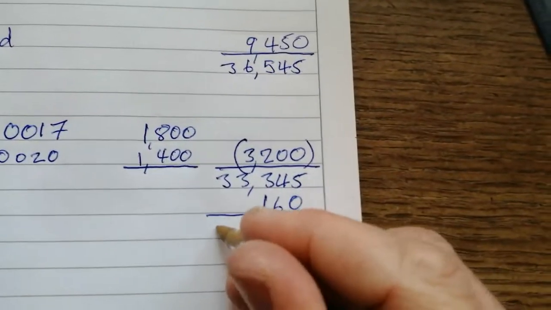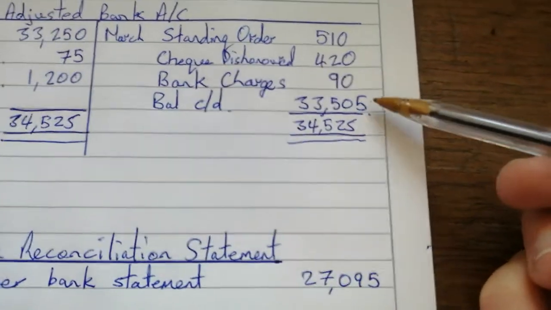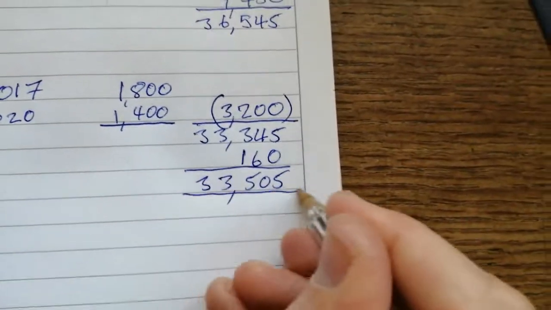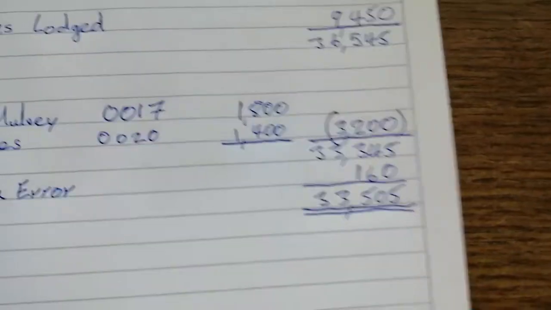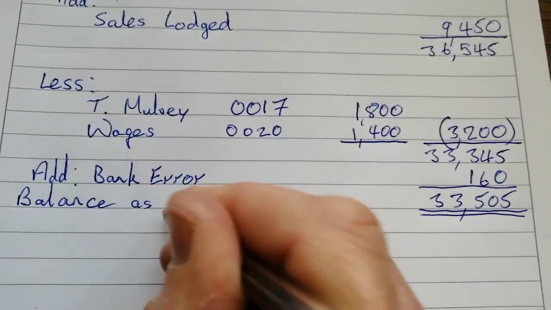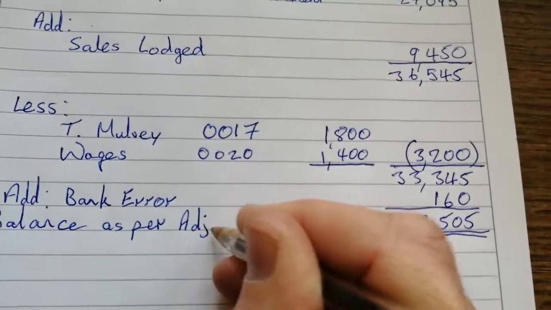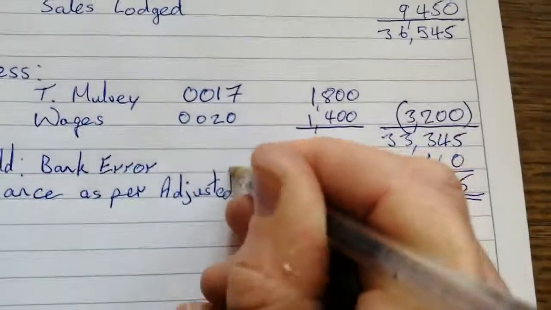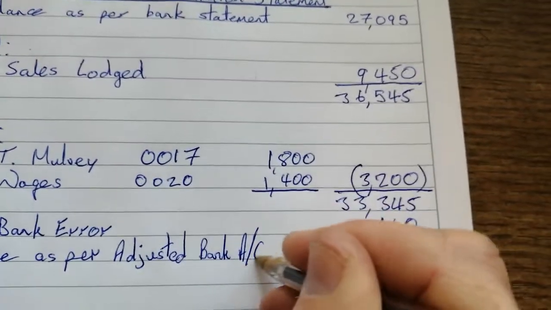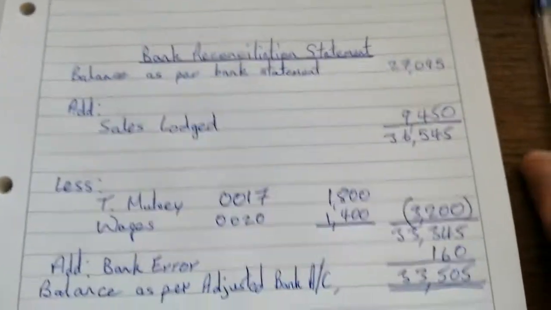We're adding it on. If we add that on, hopefully, if we've done it right, it should be the same as this balance up here. 33,505, and it is. Excuse me. And then we just call that balance as per adjusted cash book. Not adjusted cash book, adjusted bank account. Adjusted bank account. Okay, and that's it for bank reconciliation statements.